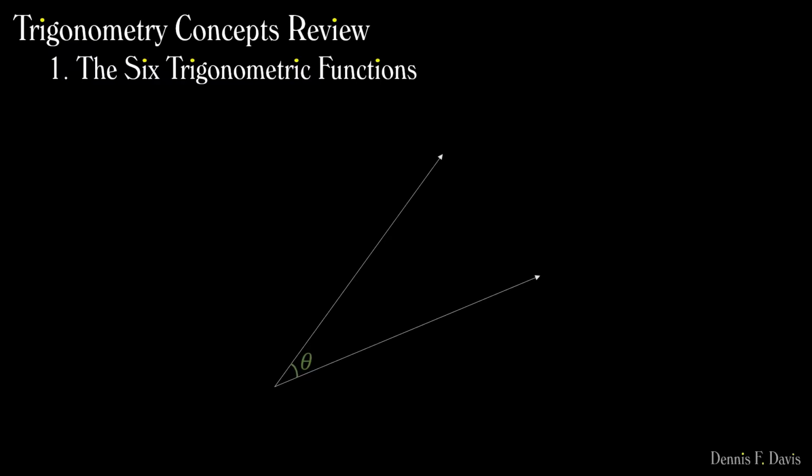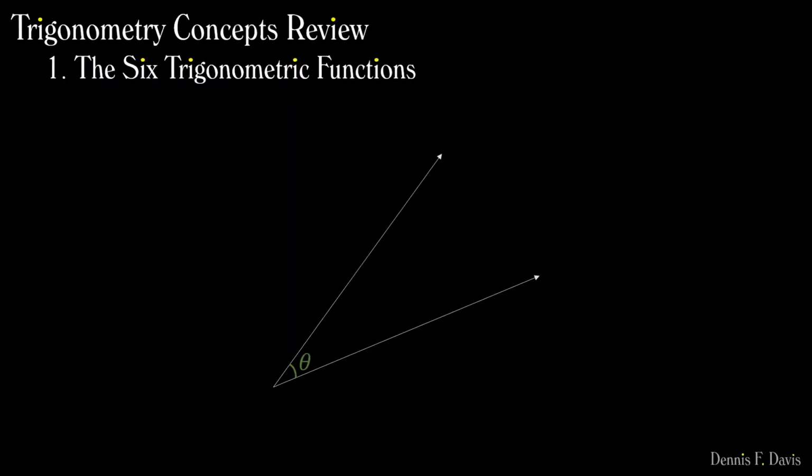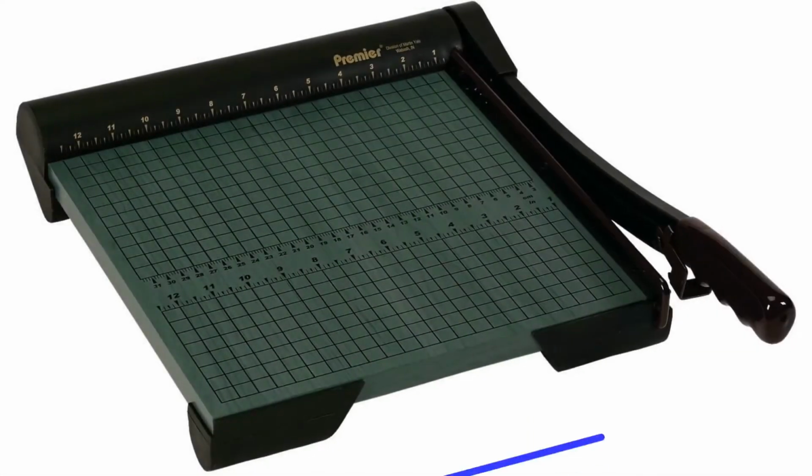Now we're going to create an imaginary triangle using this angle, and we're going to use that imaginary triangle to describe the trigonometric functions of the angle theta. I'll show how this is done using a memory aid I used in high school. The sillier it is, the easier it will be to remember, okay? Fair warning. Imagine a paper cutter and put a blue horizontal guide on it.